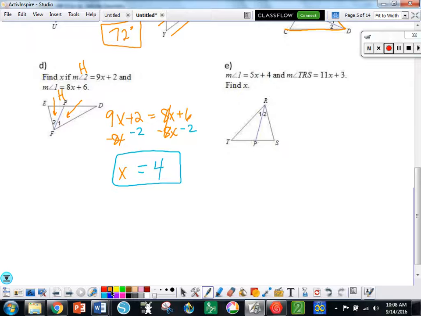Okay, try E. Let's see if you can get this off by yourself. Okay, when you have the answer, put your finger out on your camera and check. So if you've already gotten it, pull it out.